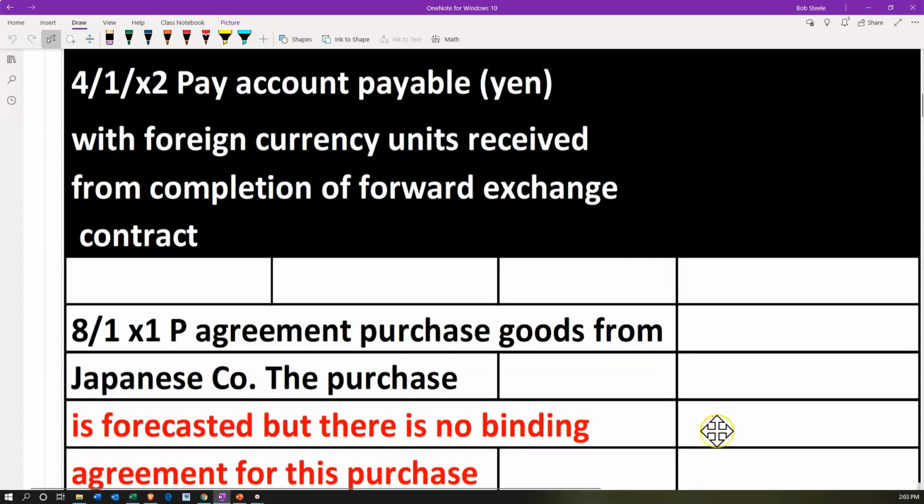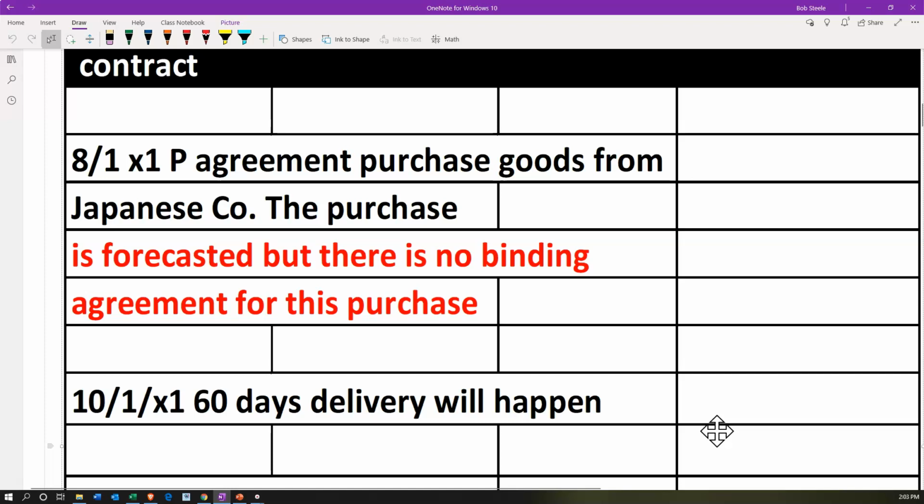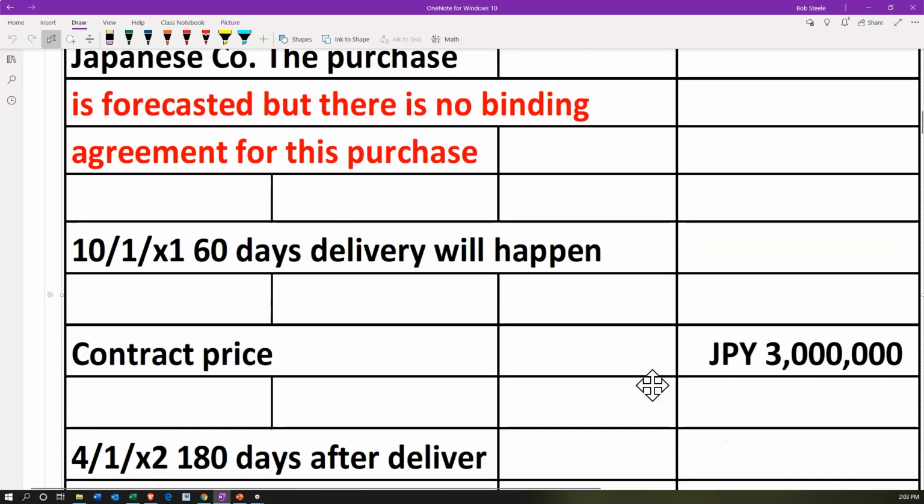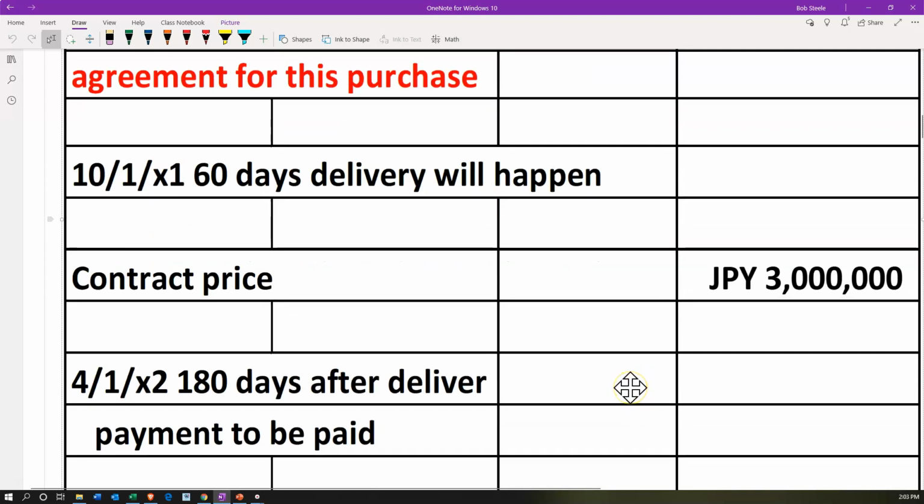So let's go over some of the details a little bit more. We have an 8/1/X1 agreement to purchase goods from a Japanese company. So it's a forecasted transaction, but there's no binding agreement. So we don't have a contract, but there's an agreement, right? There's an informal agreement. We expect it to happen and we expect it to move forward, but we don't have a formal contract for it. That's one of the key points that will be different than some of the prior problems that we've had. If there was a contract, then we may account for it in a different format.